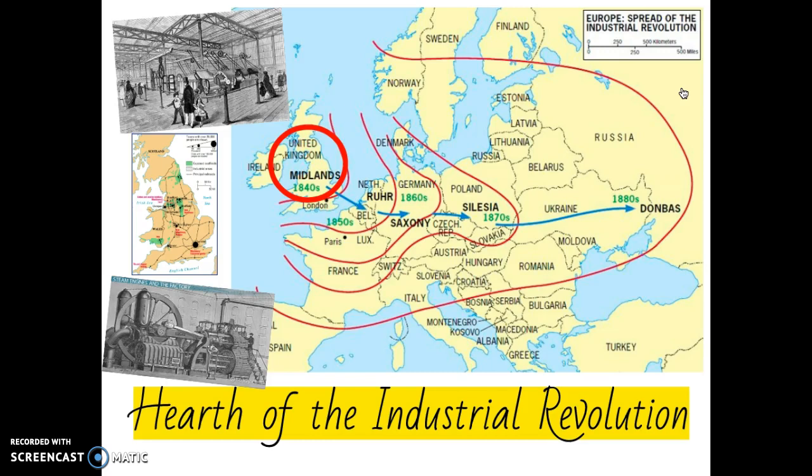You also need industry to be located near ports. This is for shipping in the raw materials from the colonies and shipping out the finished products from Great Britain. So Great Britain is obviously an island, so easy access to oceans, but we also see a huge canal and river system to connect these ports to the inner areas of the country.